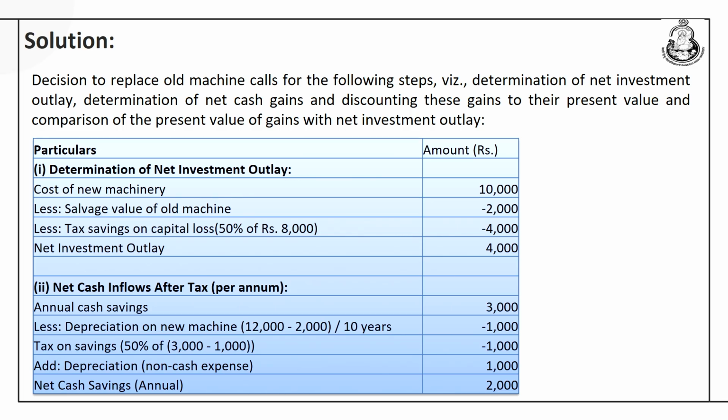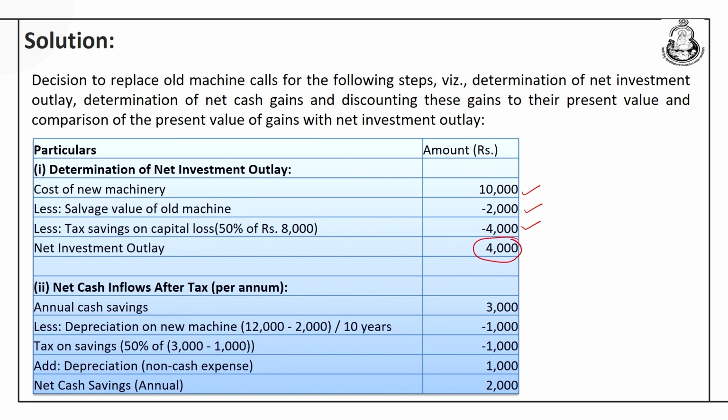So, NIO would be calculated by utilizing the same process. Cost of new machinery 10,000 less salvage value of old machine, that is 2,000. Why are we deducting? Because this is the cash inflow which is being generated by selling the old machine. So, that is to be deducted if I have to consider the net investment outlay. Then there will be a tax saving on capital loss, that is 50% tax rate on 8,000, total 4,000 is the tax saving.